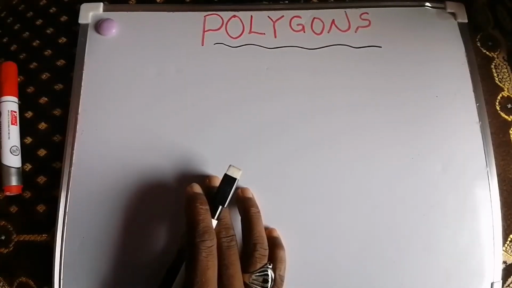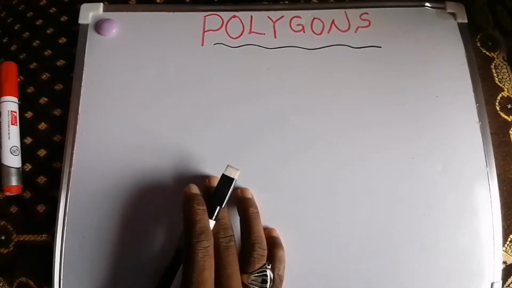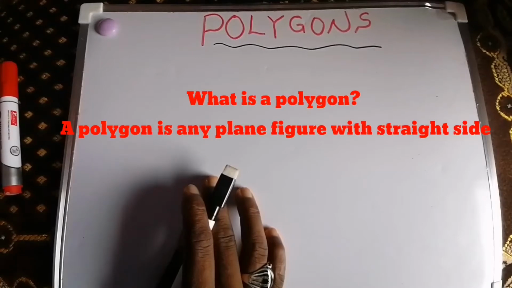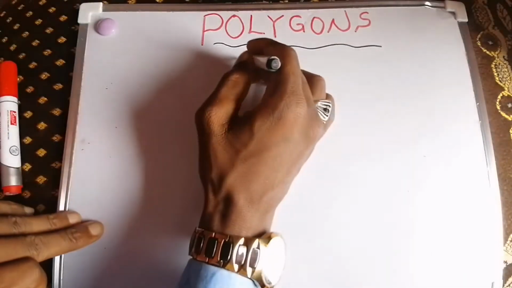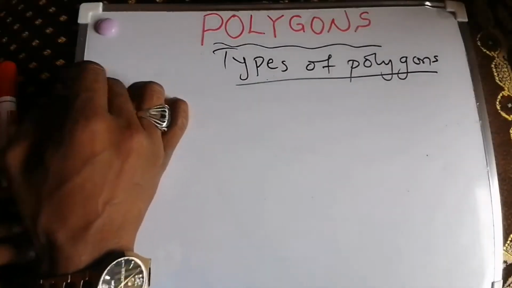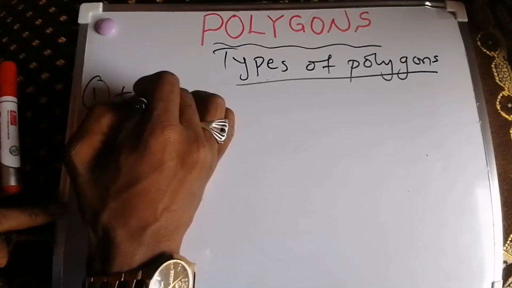Today we are going to discuss polygons. So what is a polygon? A polygon is any plane figure with straight sides. Types of polygons and how many angles do we have in a polygon? So types: number one, we have triangle.